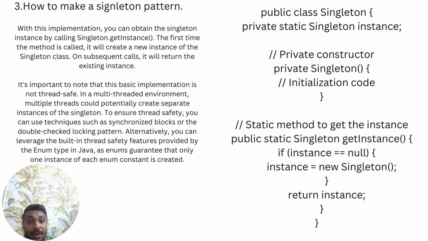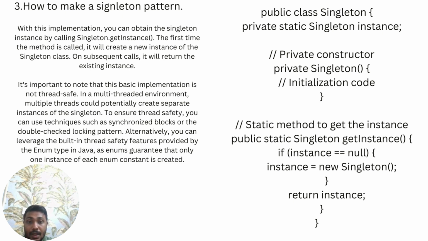To ensure thread safety, we have to use a technique such as a synchronized block or the double-checked locking pattern. We can also use an enum. Enums guarantee that only one instance of an enum constant is created. So in a multi-threaded environment, we can use enum constants.